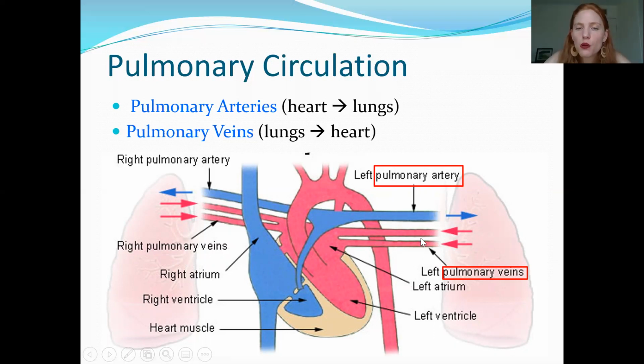So those 4 pulmonary veins will then go back to the left atrium, which will then dump into the left ventricle, which then dumps to the aorta and goes to the whole body.